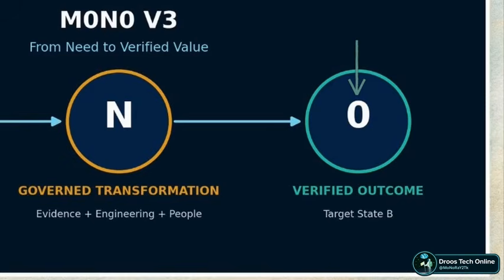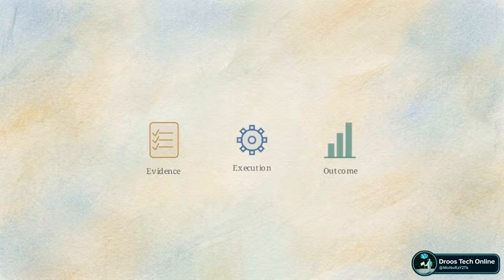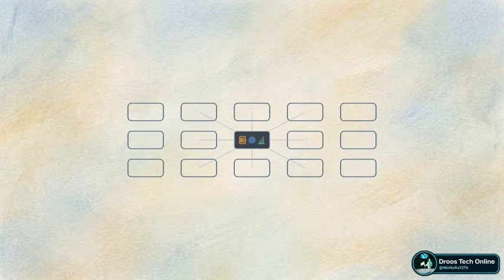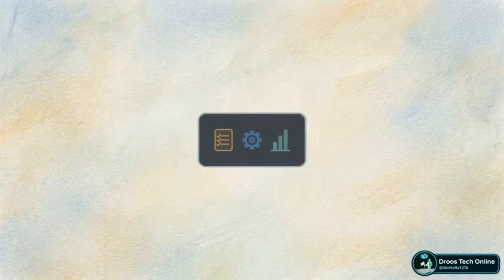This brings us to the final phase, the second zero. This is the verified outcome, where we measure the final result against the original baseline. When an outcome is confirmed, the system stores a decision action outcome record. This allows the facility to build a permanent, searchable memory of what worked.